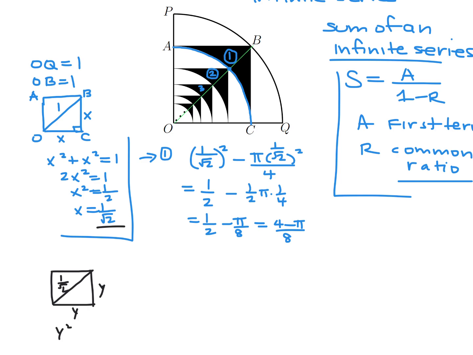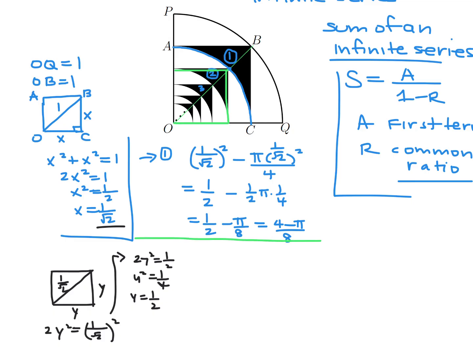Very similar. 2y squared is equal to 1 over root 2 all squared. So that means we have 2y squared is equal to 1 half. y squared is equal to a quarter, so y is a half. Okay, so y is a half, and what does y represent? It represents the sides of that square. So let me just, on the diagram itself, draw this square here. Yeah, that square. Okay, so there we go.